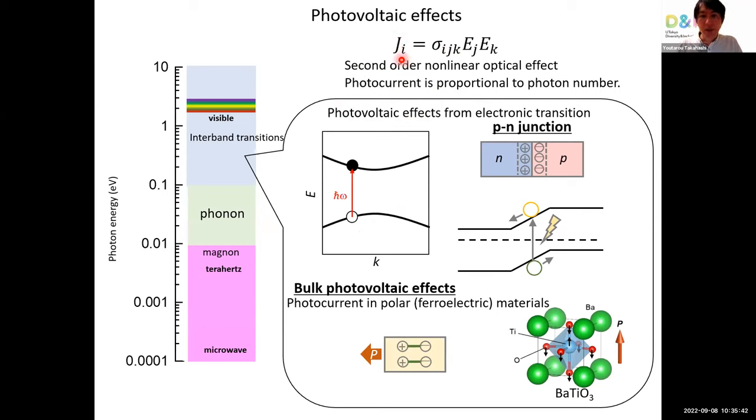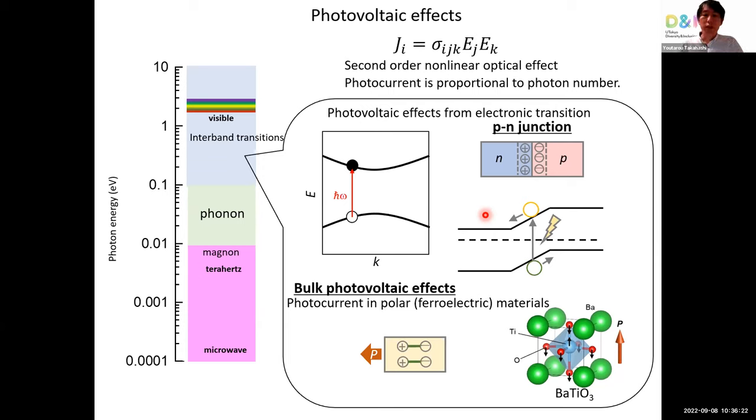This J is the current, sigma is a nonlinear conductivity, and E_j and E_k are the electric fields of light. Many solar cells and photodetectors use these photovoltaic effects. The most famous one is the PN junction. The creation of electron-hole pairs in this device can generate a current flow.